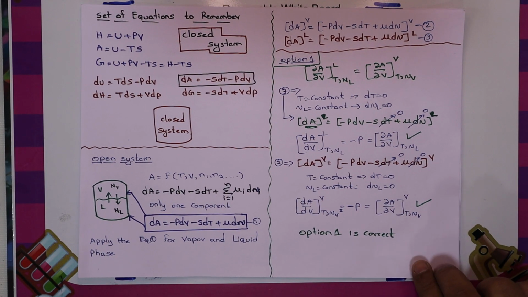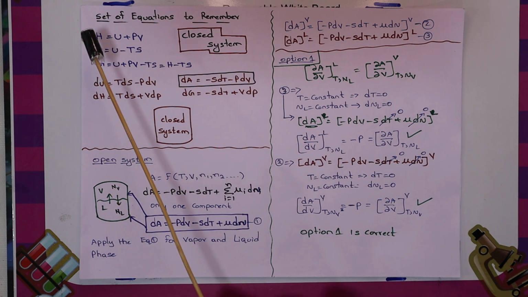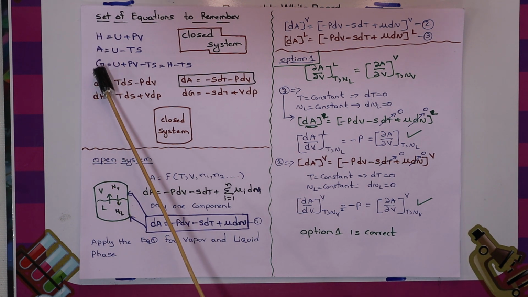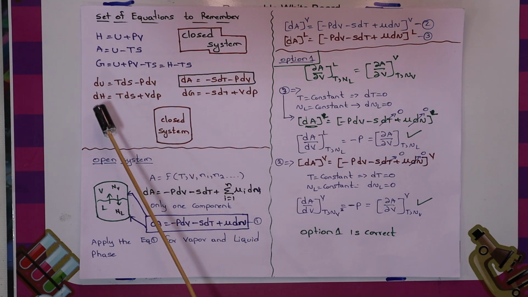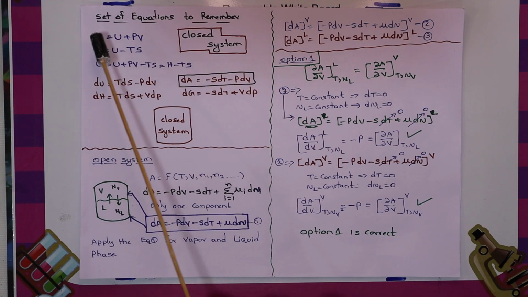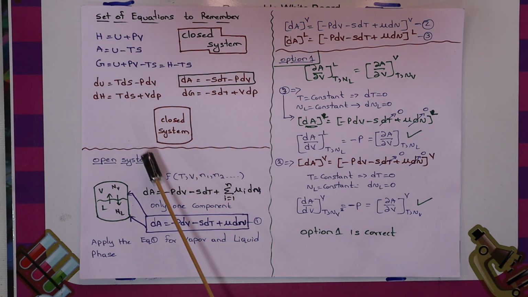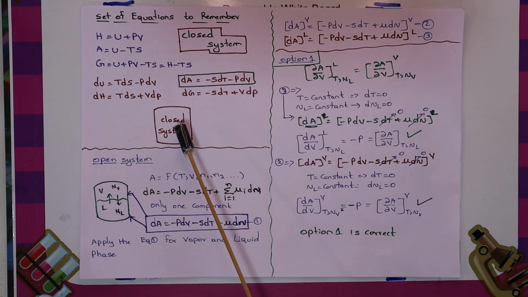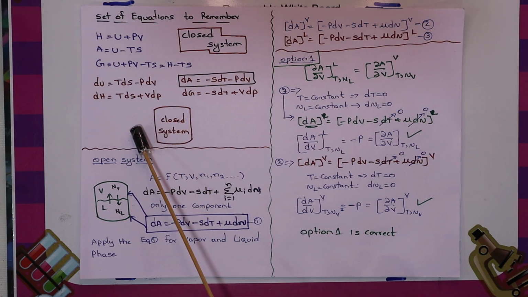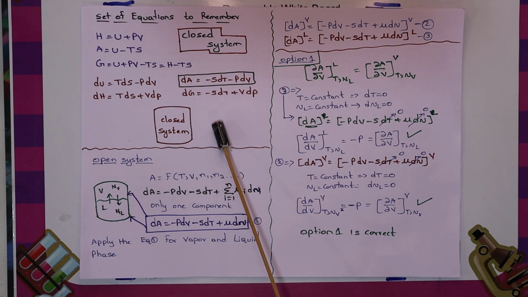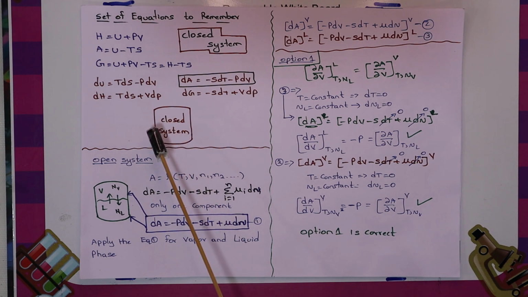The set of equations to remember: the enthalpy, Helmholtz free energy, Gibbs energy, and the differential equations relating these properties. Let us talk about a closed system, simple systems. A closed system means a container consisting of a component. Nothing, no mass, is going into the system and no mass is coming out of the system. For a substance contained in a closed system, these equations are valid.